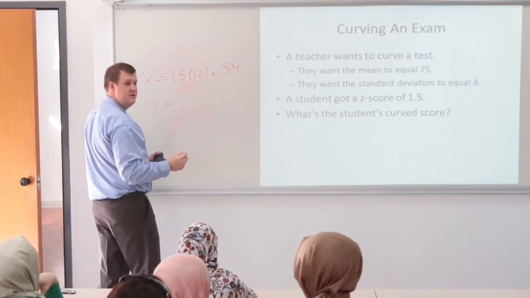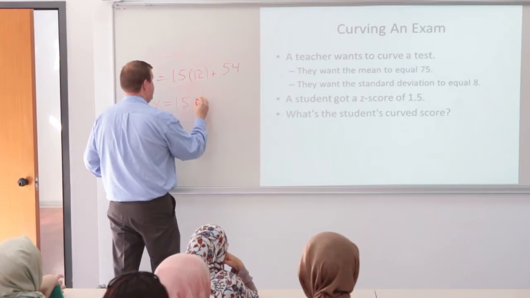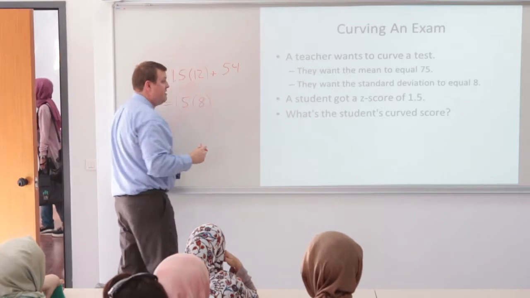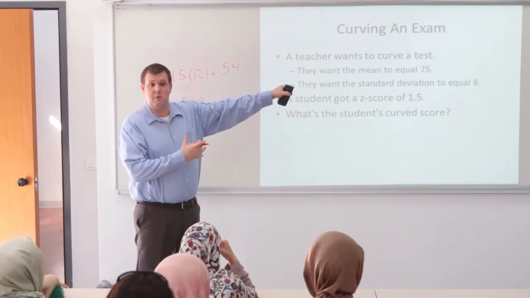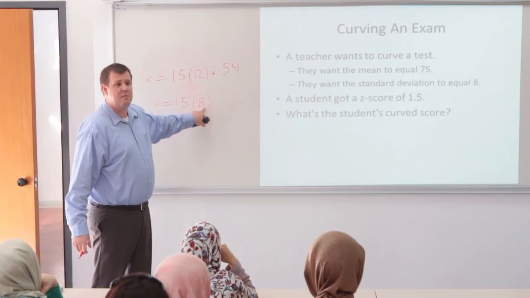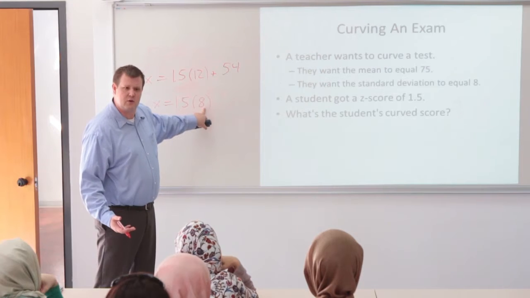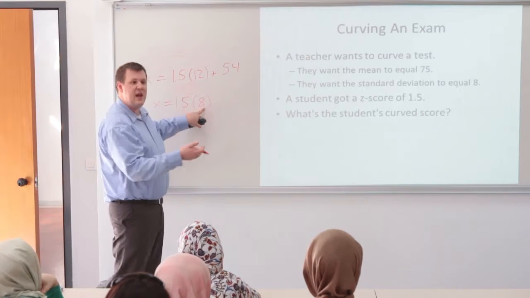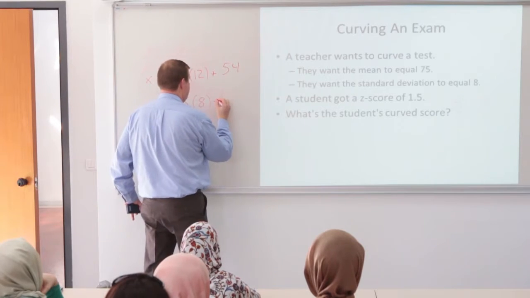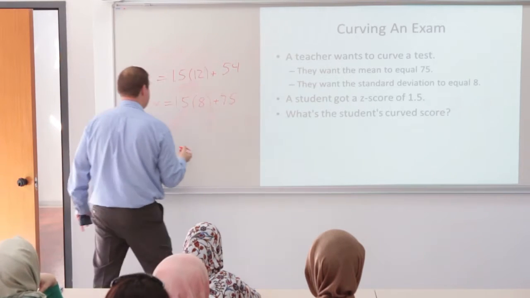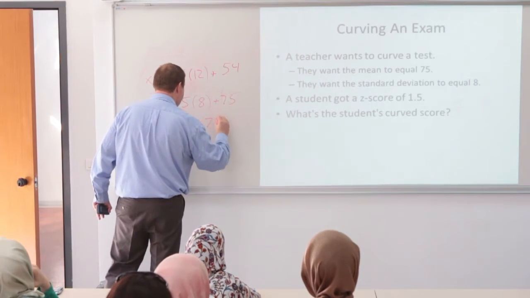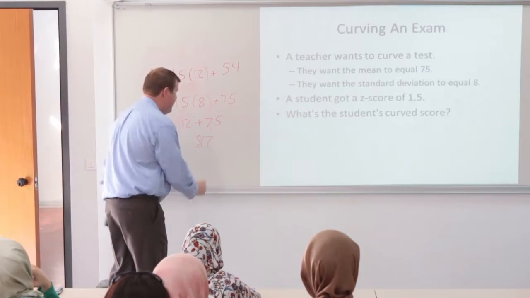Score equals 1.5 by the standard deviation that we're interested in. Originally, we were interested in the original score, so we use the original standard deviation. But now we don't care about the original score. We want a curved score. So we want to use the standard deviation that we want in our curved scores, 8, plus 75. So what is this? 12 plus 75. 87.